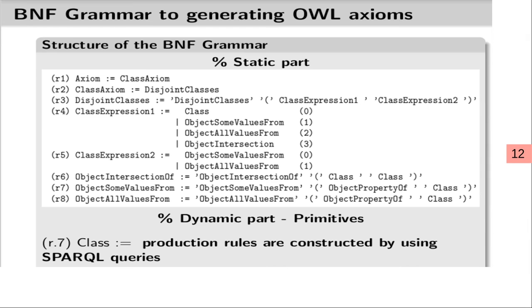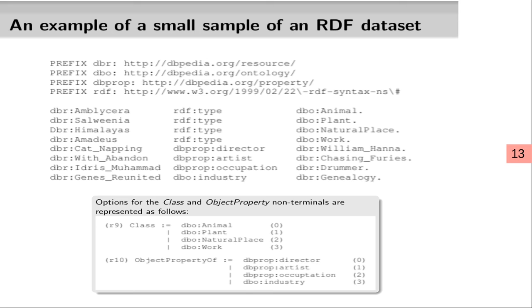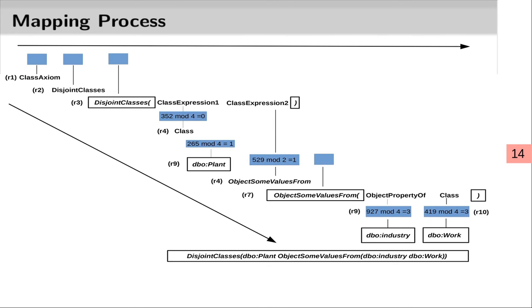We comply with the BNF grammar given in the previous work to mine binary disjointness axioms involving complex expressions, which contain relational operators. The grammar indicates three relational operators: intersection, existential quantification, and value restriction. An example of a small sample of an RDF dataset is indicated in the slide. Based on this example, and on the previous BNF grammar indicated in the previous slide, we can give an example of the mapping process. From the chromosome, we use the function in the mapping process. We can derive the axiom in the form of our language.